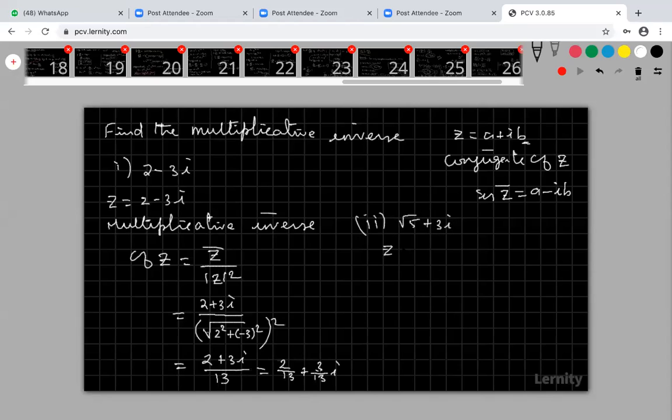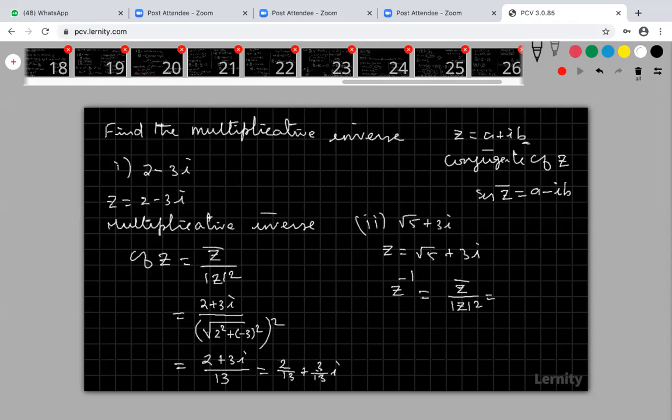Suppose you take z equal to root 5 plus 3i. What is my multiplicative inverse? My symbol is z inverse. Z inverse is the multiplicative inverse symbol. My z inverse is z bar divided by modulus of z the whole square.